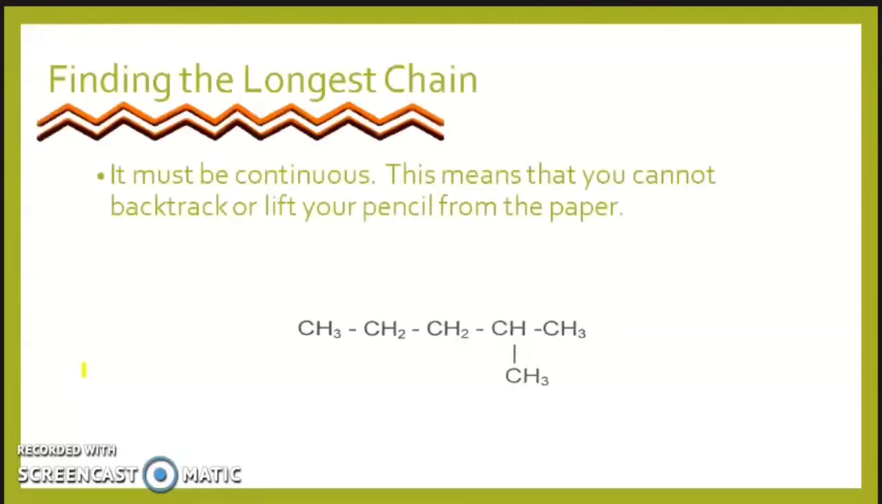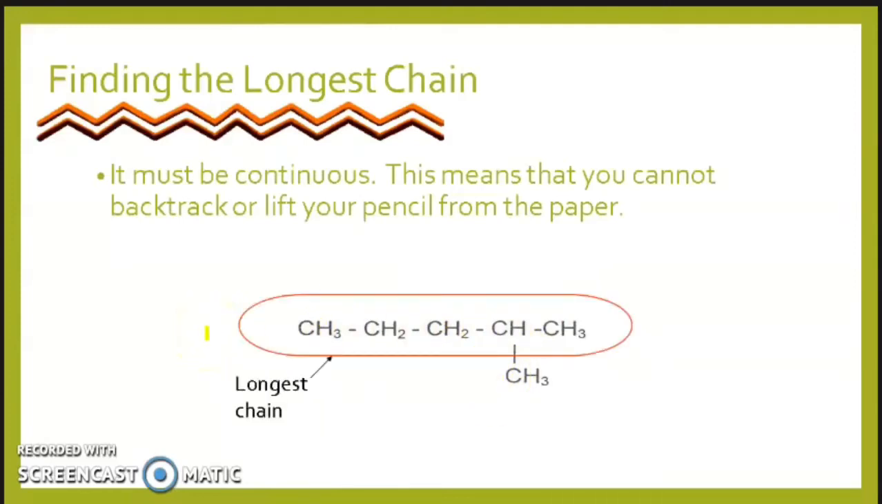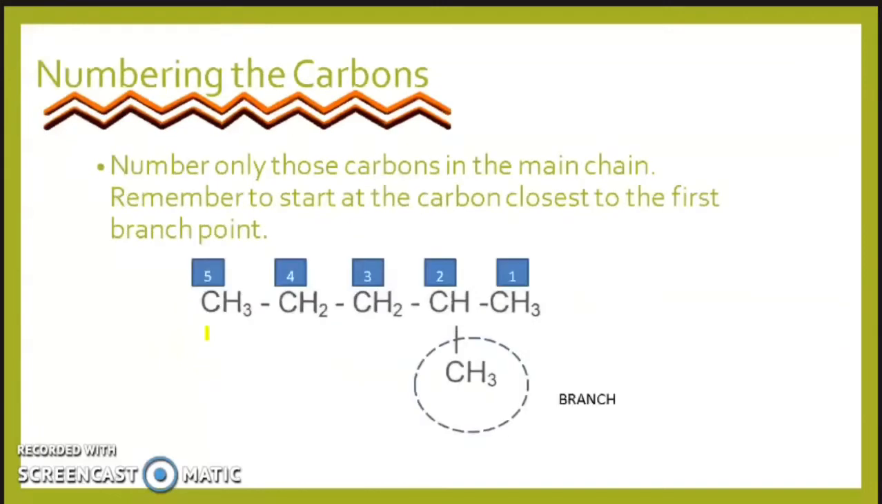Now, here, as you can see, we have 2 long continuous chains. We have the straight one, and then we have a bent one. Either way works. So first we have to identify the longest chain, and then I have to identify the branch. Now here it's a methyl group. It is attached to the second carbon.